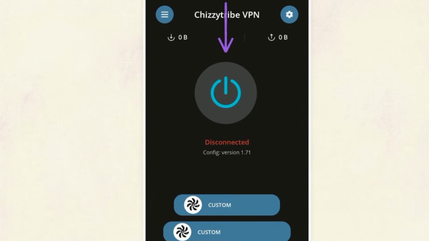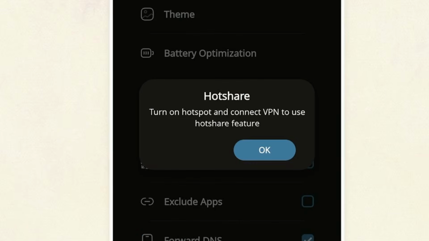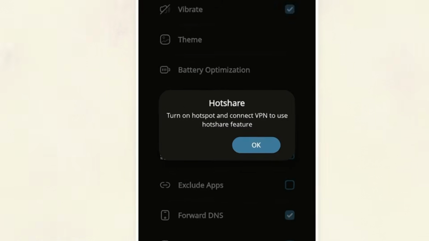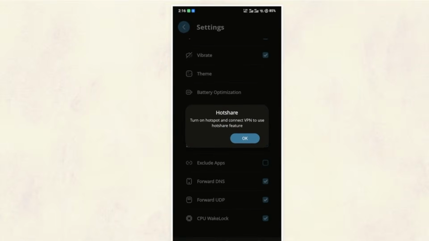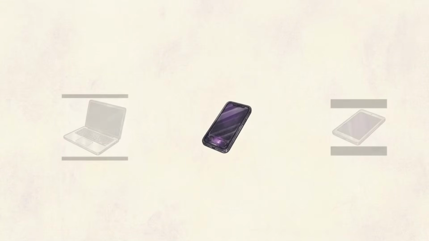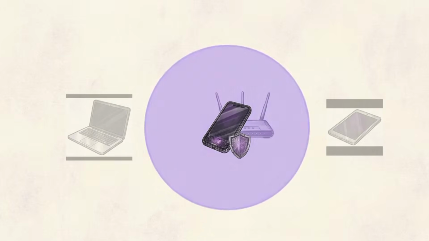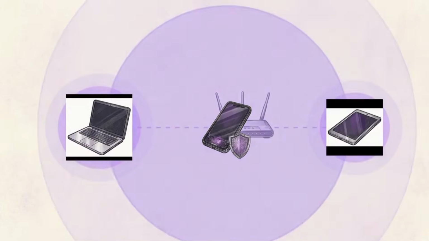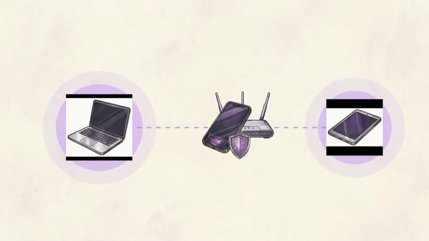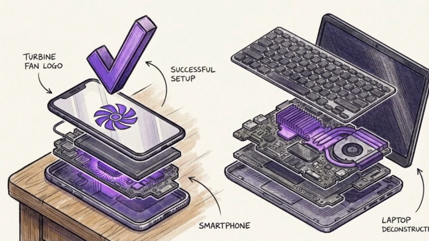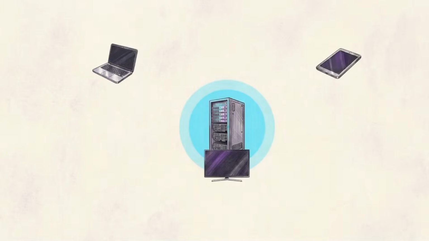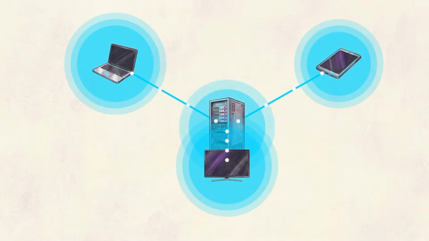Once your connection is established, you can share this secured network with other devices. Navigate to Settings, tap Hotshare, and follow the prompt to turn on your phone's mobile hotspot. This tethers your active VPN connection to a laptop or a friend's phone. By utilizing internal diagnostics and Hotshare capabilities, you effectively transform a single mobile phone into a secure, encrypted router for multiple devices. We have just completed the Chizzytribe VPN setup, taking you from initial sideloading to executing complex shared connections using your own custom server configurations.